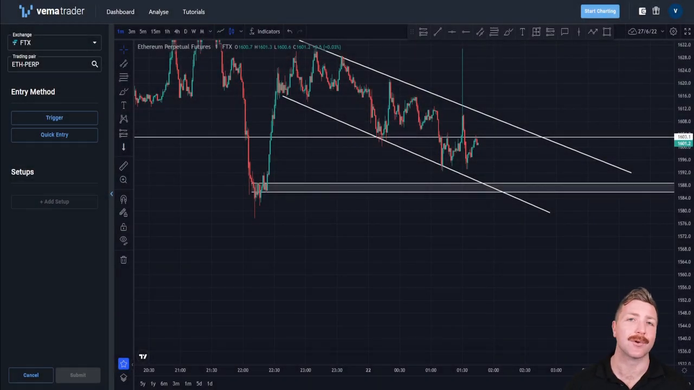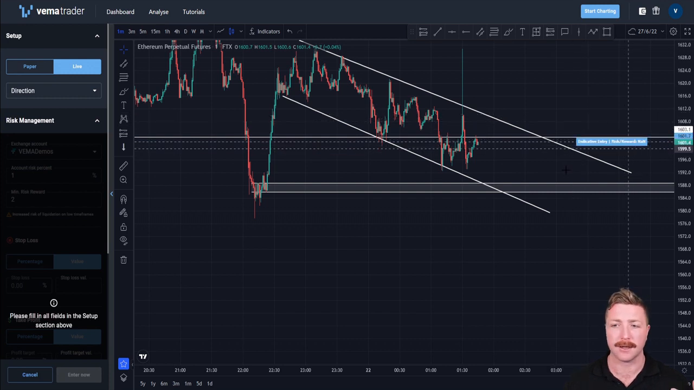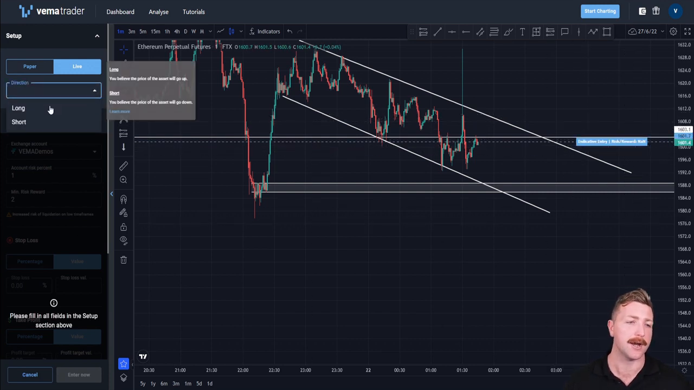Righto, so one of the most heavily requested features that we've had recently was a quick entry feature. That has now been added, so you will see when you come to the start charting screen that there is now trigger or quick entry. If you want to do a quick entry trade, all you have to do is click quick entry, and then VEMA straight away gives you your indicative entry. All you have to do is pick the direction, so long or short.